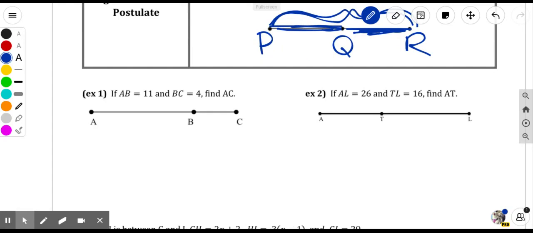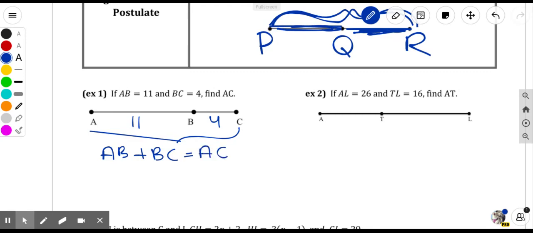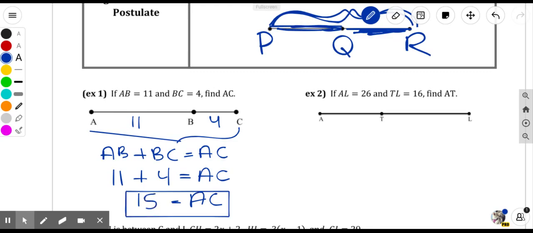So this one, we're given B is between A and C. We're given AB is 11. You always want to label the picture. BC is 4, and we want to find AC. So based on segment addition, AB plus BC would equal AC, the whole thing. So we were told that AB is 11, BC is 4, so therefore AC is going to be 15. Pretty easy. Now, if you were doing this on your own, you wouldn't have to write out all these steps. I'm kind of just showing you so you understand where the 15 is coming from.